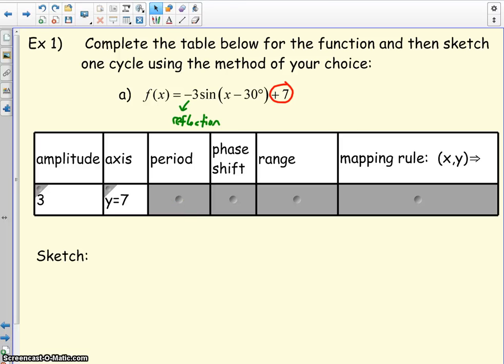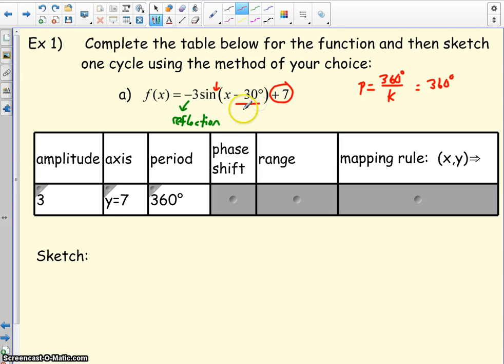Okay, now for our period, remember that we calculate it by doing 360 degrees divided by our k value. The k value in the equation is kind of hidden. It's going to be 1 in this case, so there's no horizontal stretch or horizontal compression. So our period is just going to be 360 degrees. Our phase shift comes from our horizontal shift, again if the k value is factored out, which in this case it is. So in this case it's going to be right 30.